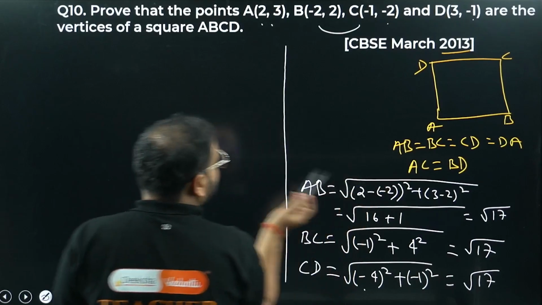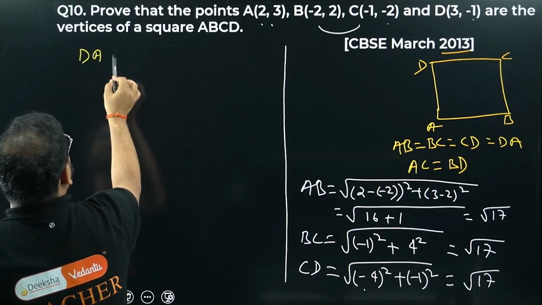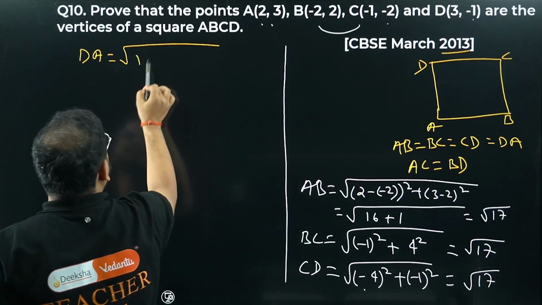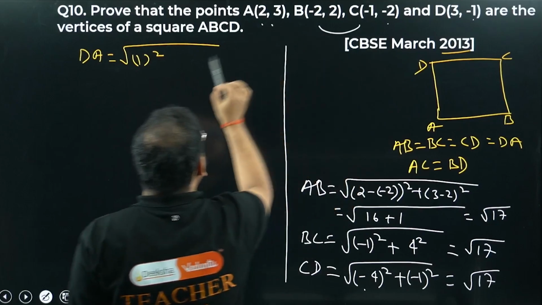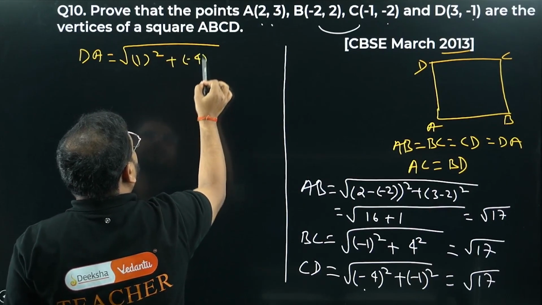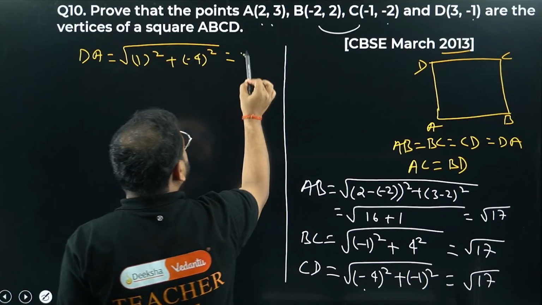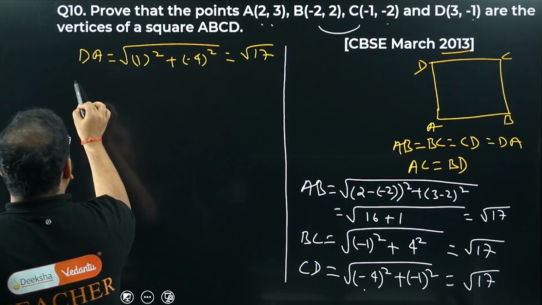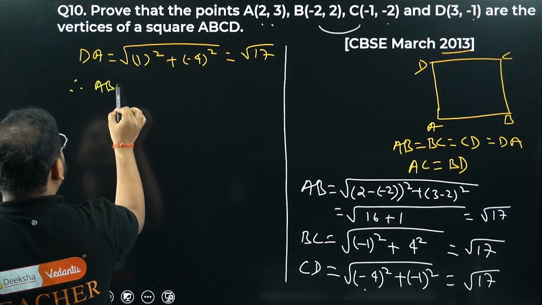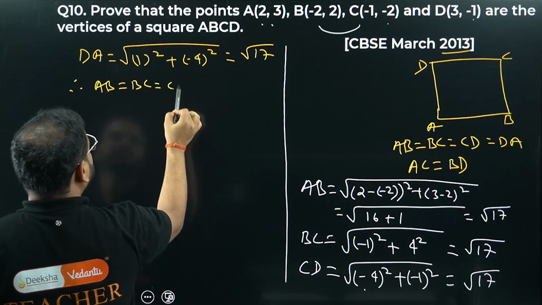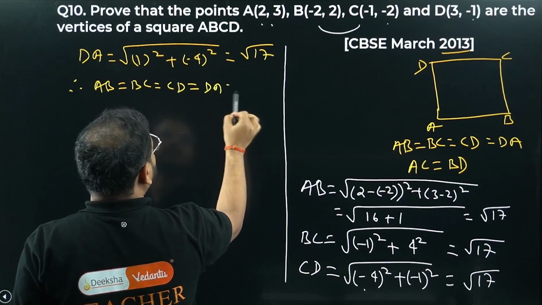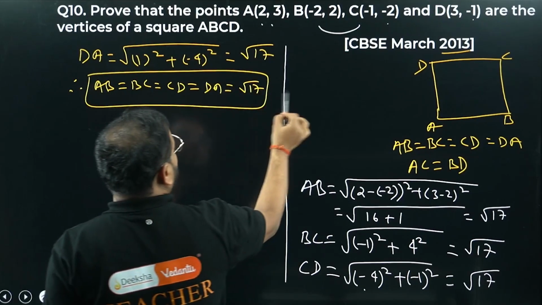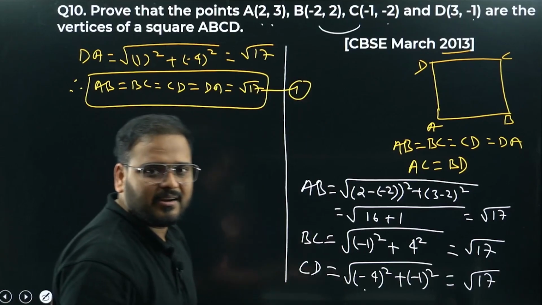Last one, DA. DA means this and this you have to take. 3 minus 2 is 1, squared. Minus 1 minus 3 is minus 4, squared. 1 squared is 1, 4 squared is 16, so root 17. Yes, AB, BC, CD, DA are coming equal. Therefore, AB equals BC equals CD equals DA equals root 17. Let's call this condition 1.